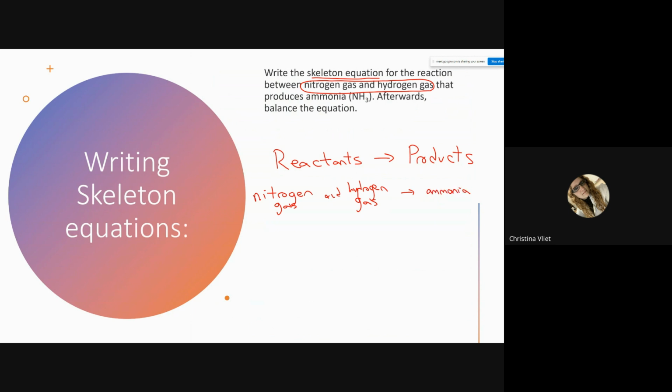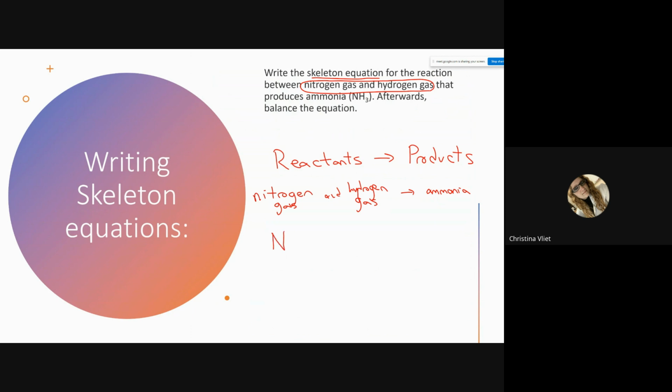So that's the words, but that's not what you're being asked for. What are you being asked for? What is the skeleton equation? You need the symbols. So basically you have to change words to their appropriate chemical symbols. So what is the appropriate chemical symbol for nitrogen? N. It is an element.